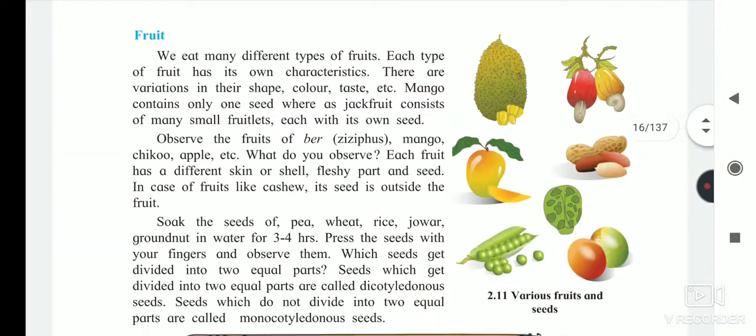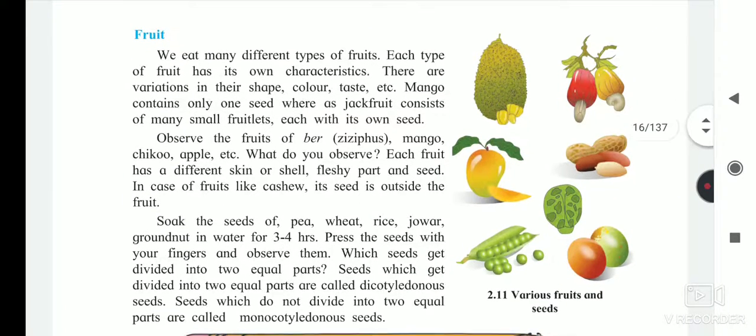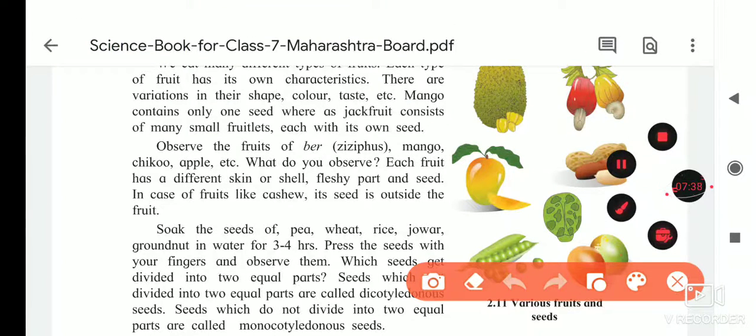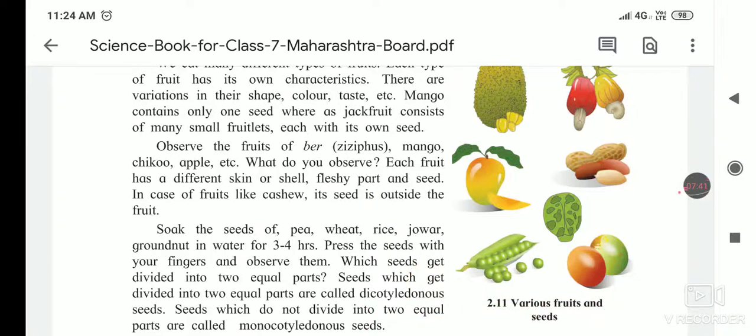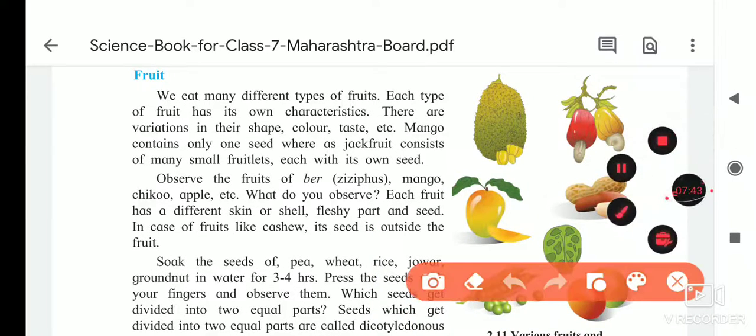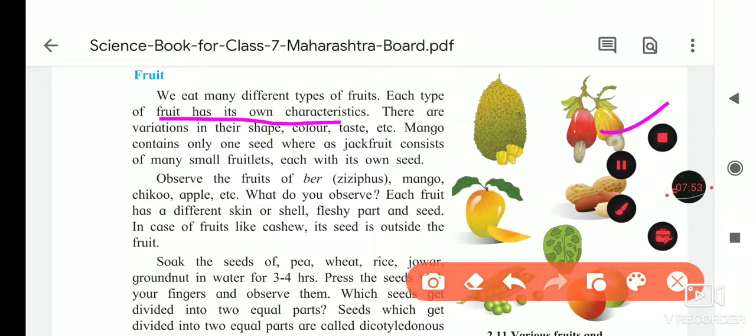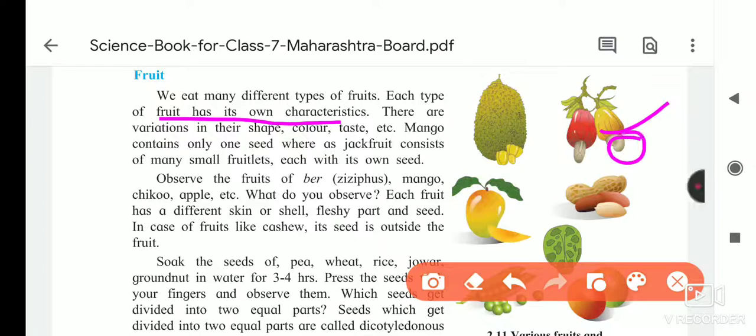Now moving towards the next topic, fruits. We eat many different fruits. Do you like to eat fruits? Yes. So we eat many types of fruits, and each type of fruit has its own characteristics. If you see, this is a cashew nut. It is a dry fruit. Whenever we eat this fruit, we are eating the seeds. Then suppose this is a groundnut, which has a covering on its seeds.